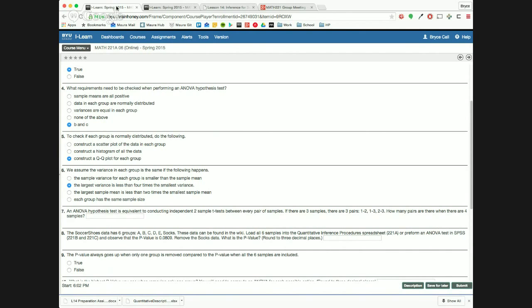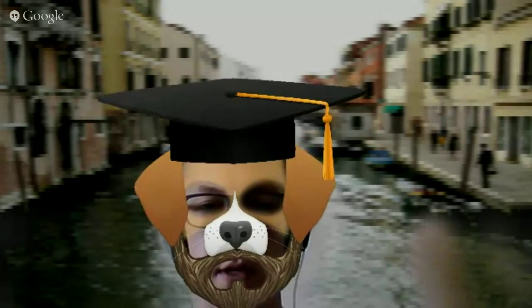Number 6, we assume the variance in each group is the same if the following happens. And I said that the largest variance is less than 4 times the smallest variance. Yep. That's right.